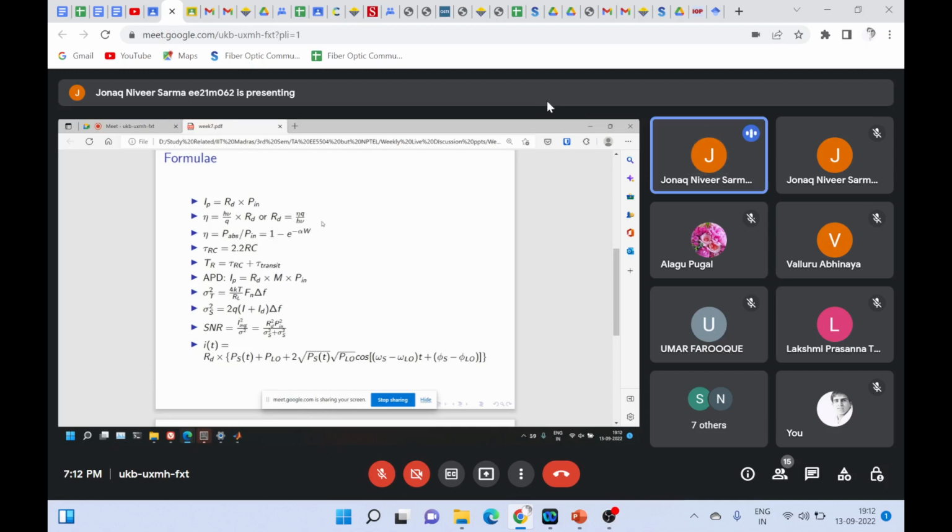bandwidth and time constants were introduced briefly. Then the APD's multiplication factor was introduced, and then we went ahead and discussed the noise variance, how shot noise follows a Poisson distribution, but we approximated using a Gaussian. For Poisson distributions, mean and variance are the same. When they are both large, we can approximate it safely using a Gaussian distribution. And we introduced the concept of SNR and how local oscillator intensity changes the current.